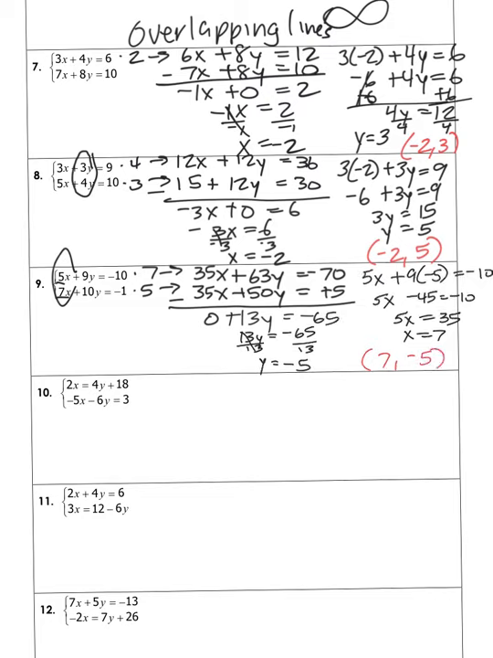Number 10, I'm going to multiply by 2 and 5. So I'm going to multiply the top equation by 5, multiply the bottom equation by 2. And I didn't choose to multiply by negative 5 because I want the signs to stay opposite. Then I can just add the two equations together and get them to cancel out. But, okay. Let's go ahead and multiply the equations.